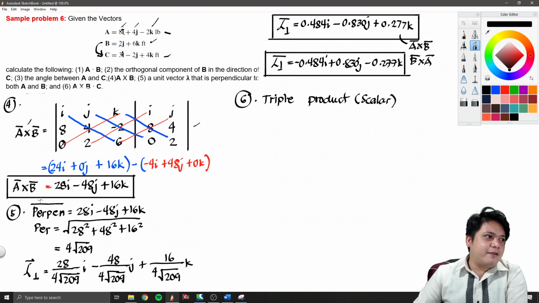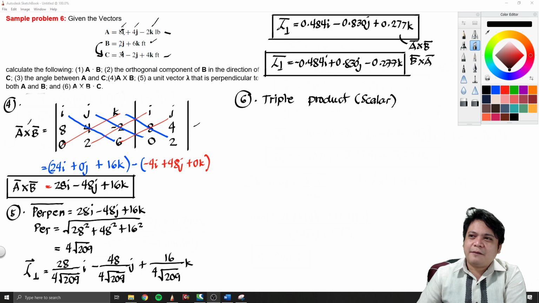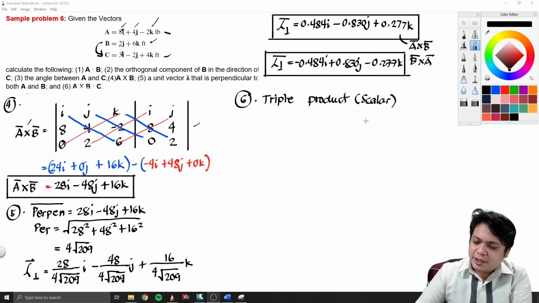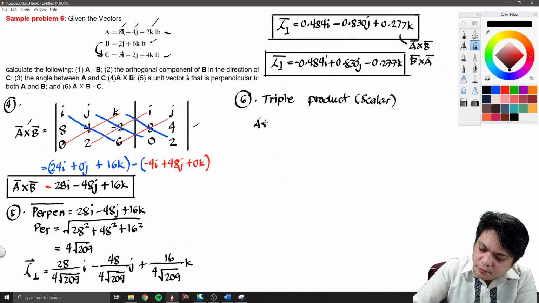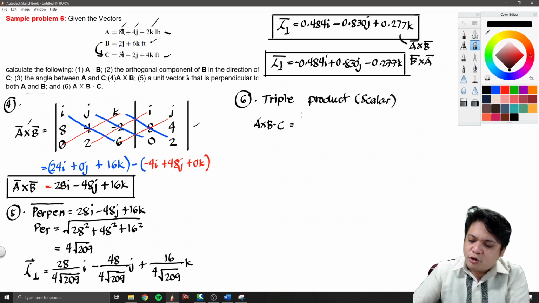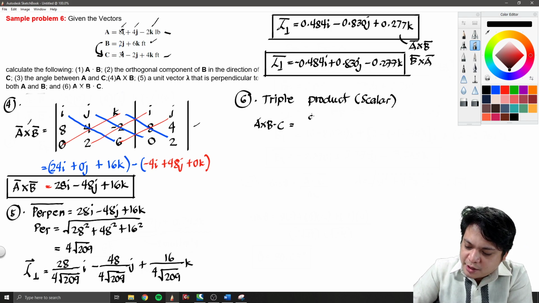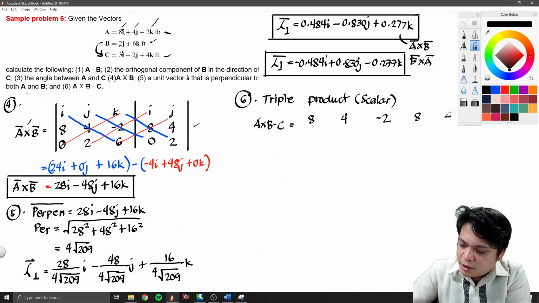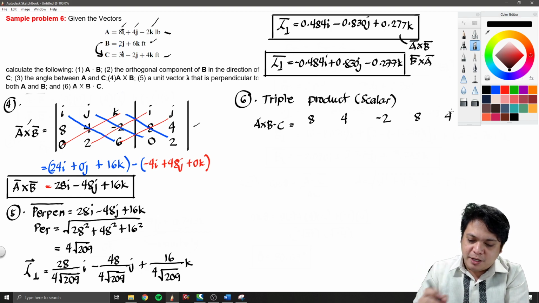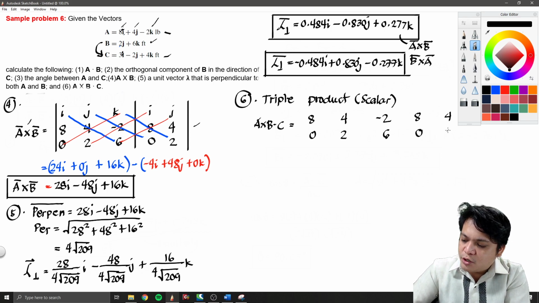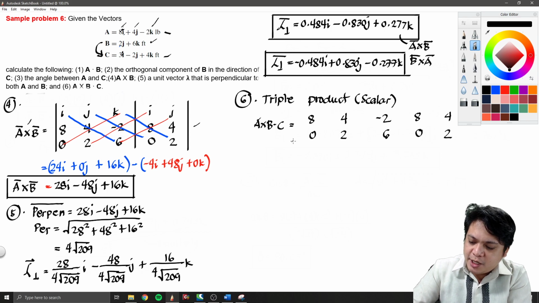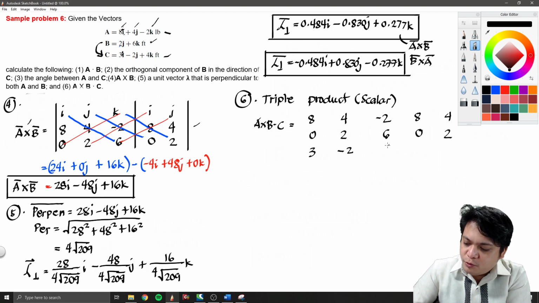So in short, this is easier. The question is A cross B dot C, so I write A first: 8, 4, negative 2, 8, and then 4. Next, B: 0, 2, 6, 0, and then 2. Then C: 3, negative 2, 4, 3, negative 2.